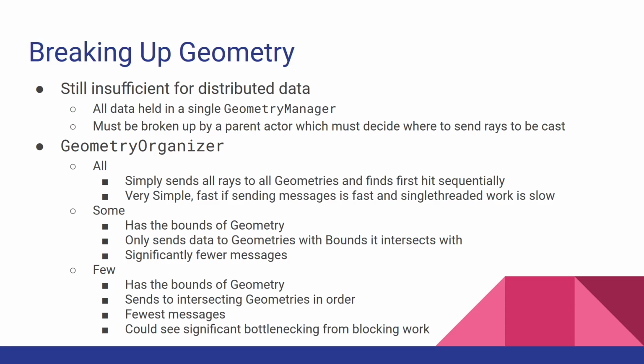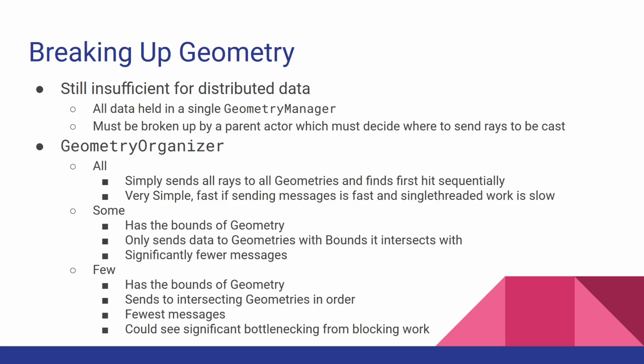For the geometry organizer, we came up with 3 main schemes of how it would determine which geometry to send the rays to at any given time. We simply called them the geometry organizer all, some, and few. The all is by far the simplest.